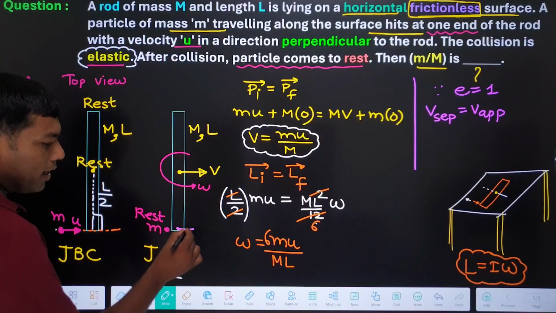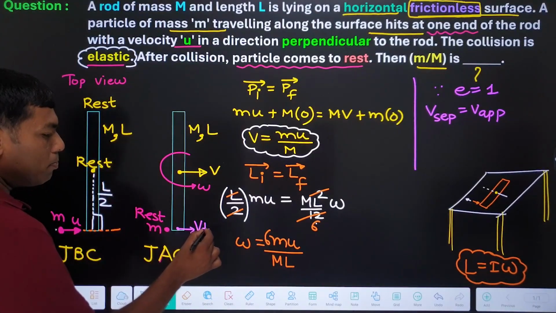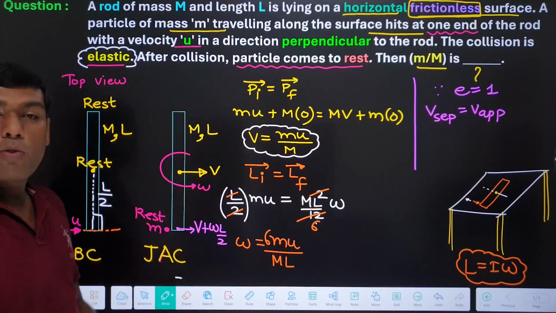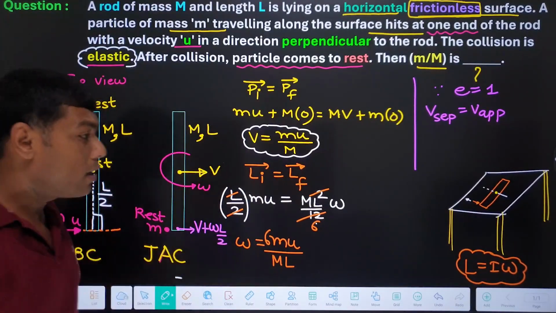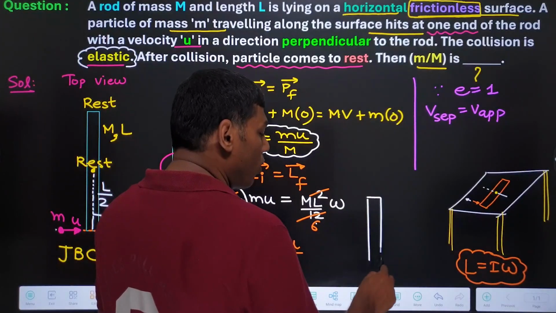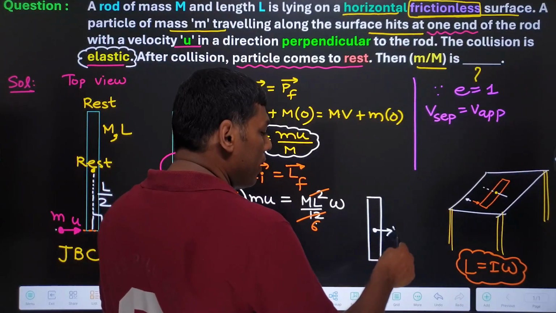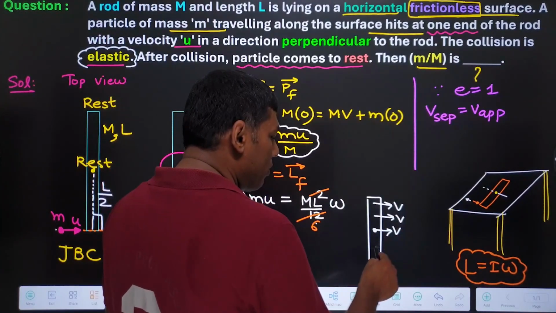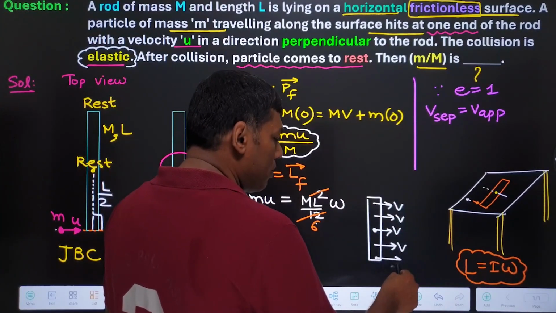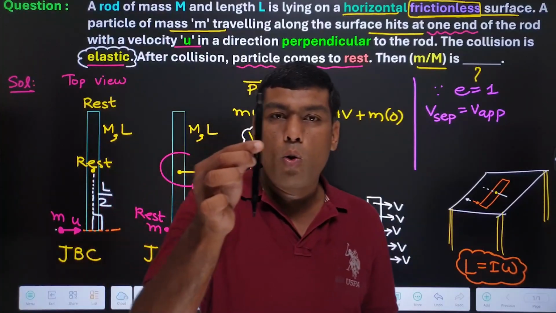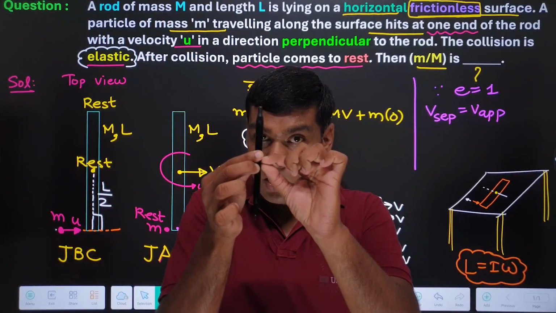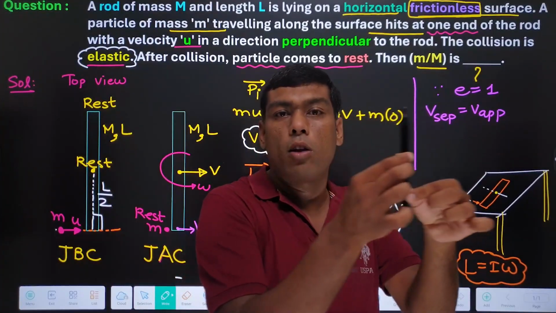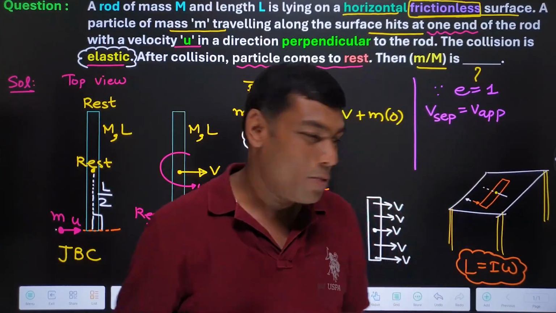This point, if we check, should have the speed v plus omega L by 2. The center of mass of the rod is moving with speed v. It means all the particles of this rod will have the linear speed v. Center of mass has the speed v, then this particle will go with speed v, this particle will go with speed v. Each particle of the rod will go with the same speed v.